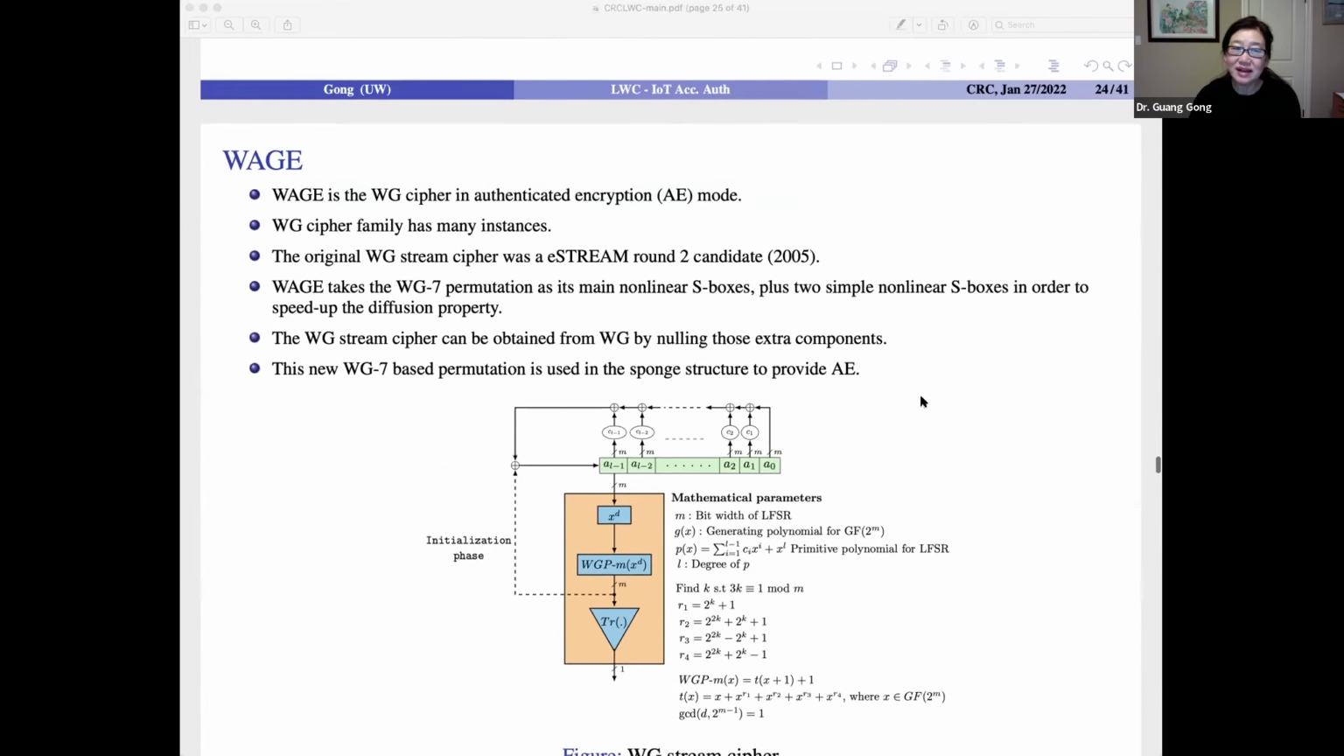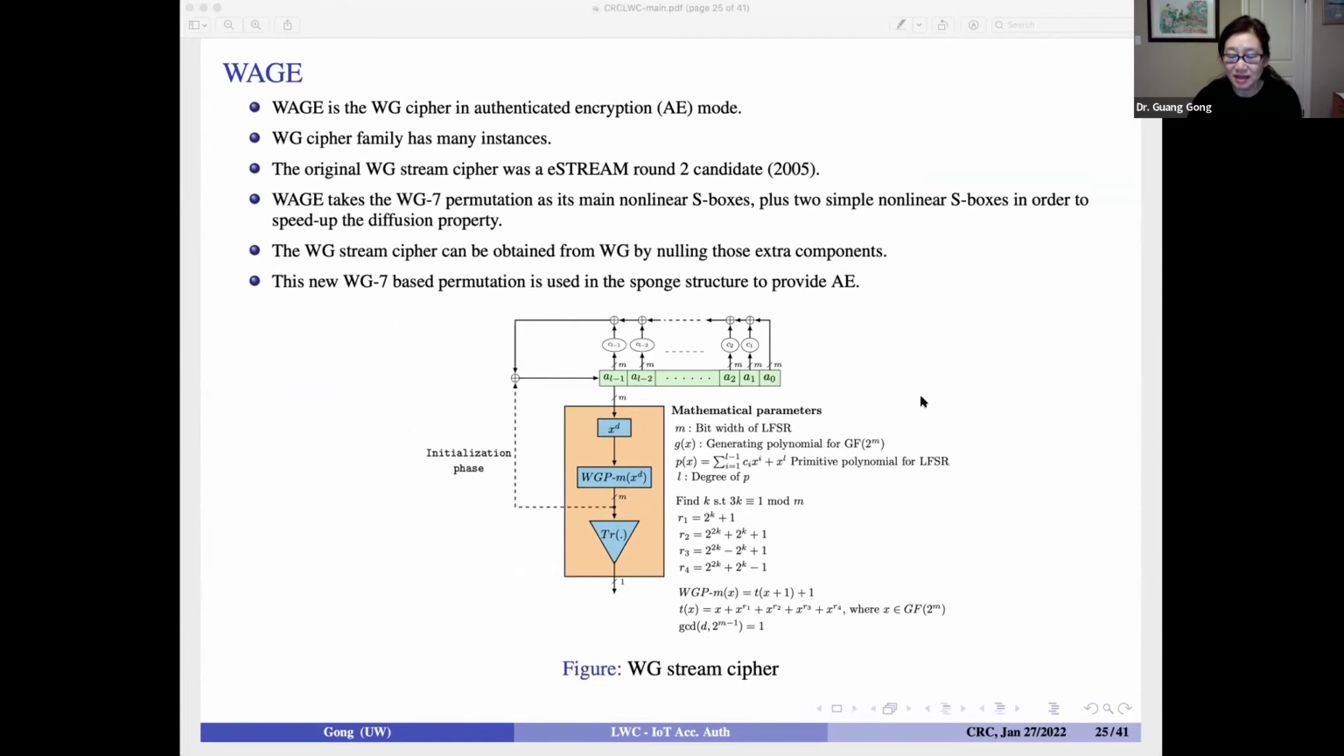And the last cipher is WG in the authenticated mode, which we call Wedge. This is what we submitted to eSTREAM in 2005. Because the original cipher we submitted was basically very big, it cannot be used for IoT applications. So in this design, we shrink the register to a 7-bit register, and the WG permutation is also a 7-bit permutation. So this is the design. Of course, there is a lot of mathematics here in order to guarantee the security of these ciphers.